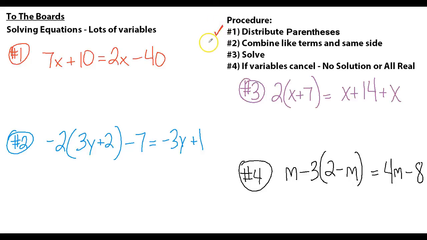First, if you have parentheses, you should distribute into the parentheses. Second, combine your like terms and then get all the variables on the same side. Third, you're going to solve the problem. And fourth, if this does happen sometimes, if your variables cancel out, then you'll have to decide if your answer is no solution or all real numbers.